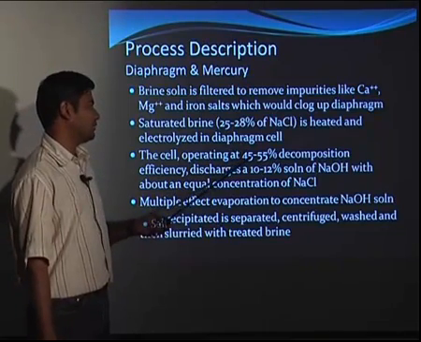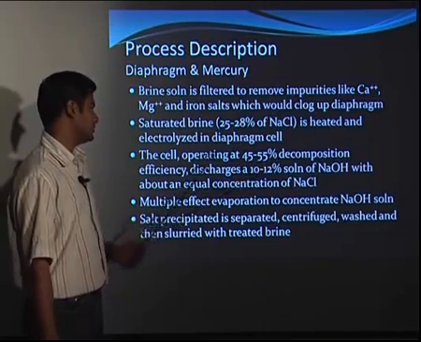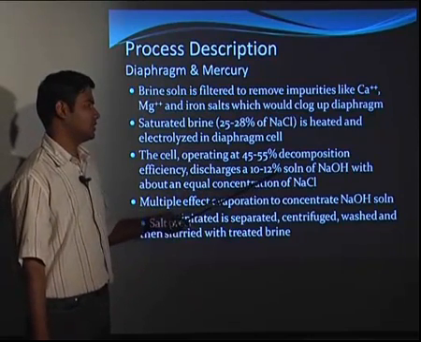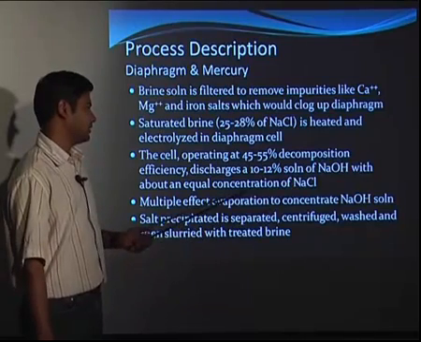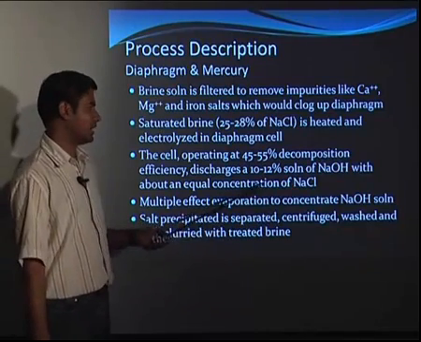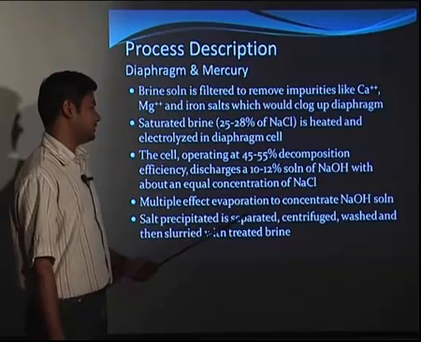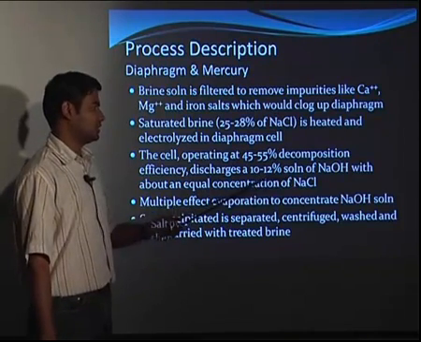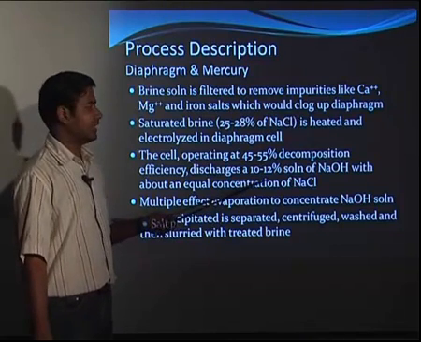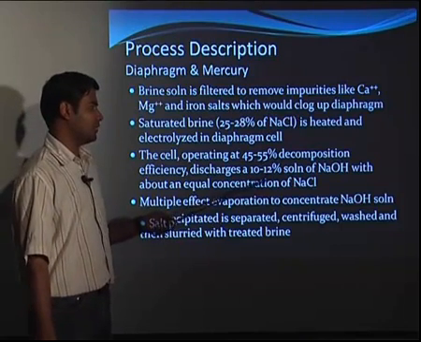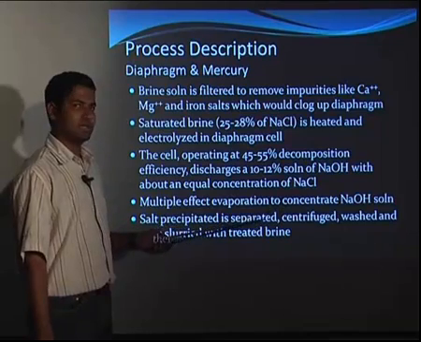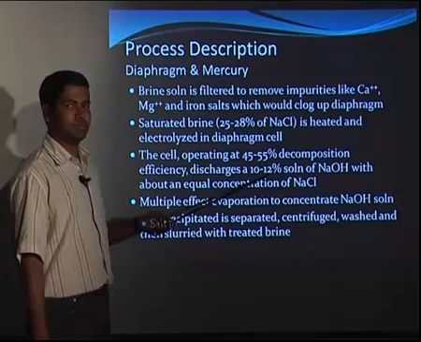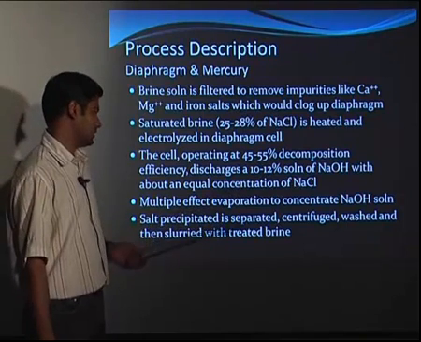Then the cell, operating at 45 to 55% decomposition efficiency, discharges a 10 to 20% solution of sodium hydroxide with about an equal concentration of sodium chloride. Then multiple effect evaporation is used to concentrate the NaOH solution. Whatever solution we are getting here is 10 to 12%, so we can make it stronger by concentrating over the evaporators. Multiple effect evaporators may lead to a concentration of more than 50% NaOH.